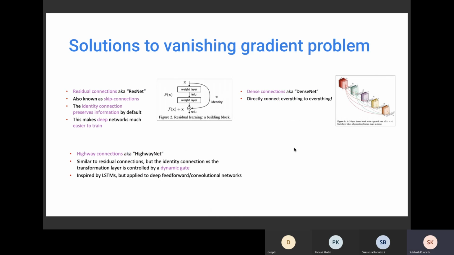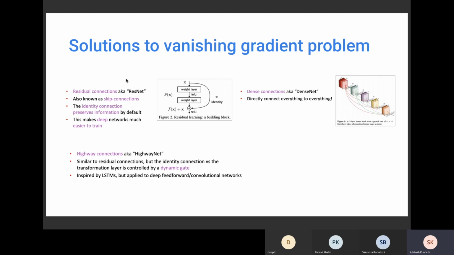And there are other solutions to vanishing gradient problems also, like in the neural network architecture itself, like there are things called ResNets. So the vanishing gradient problem is not very specific to RNNs alone. It's there in any neural network which has multiple layers, or which is a deep network.